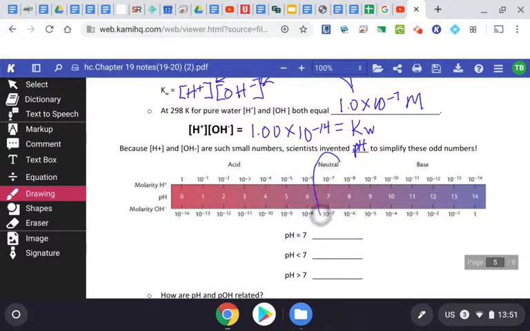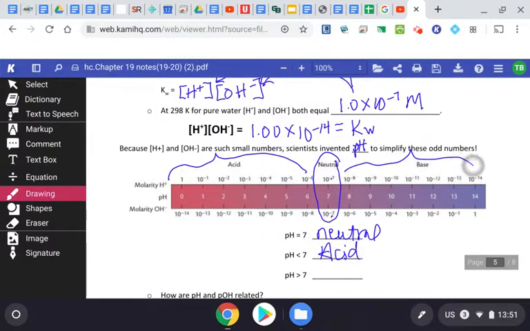So in a neutral solution, our concentration of hydrogen and hydroxide are equal to each other, 1 times 10 negative 7th molar. And at that value, our pH is 7. So when pH is equal to 7, we have a neutral solution. Anything that is less than 7 is going to give us an acid, as you can see here. And anything greater than 7 is going to give us a basic solution.